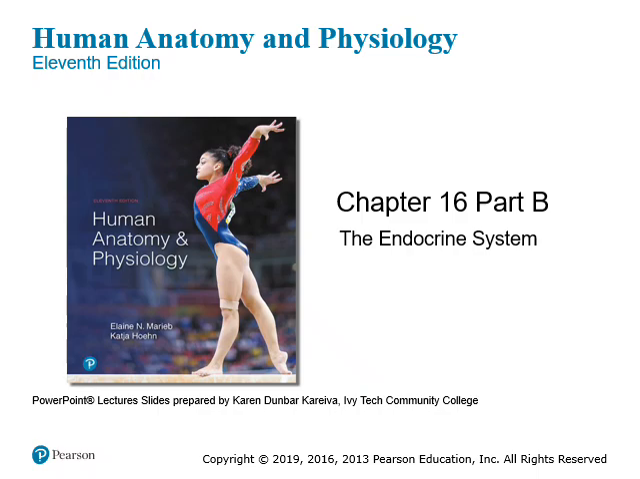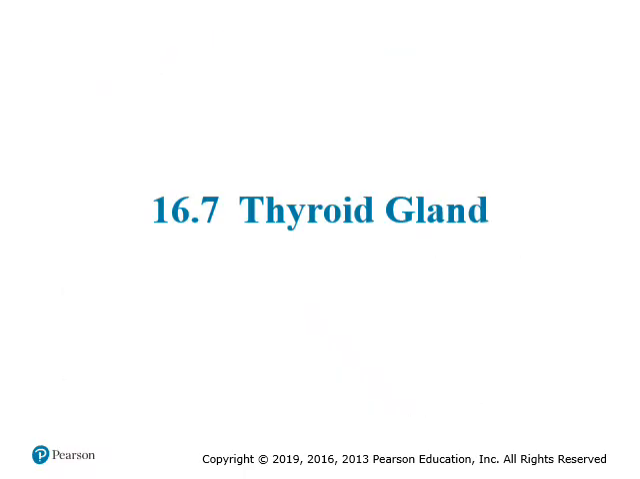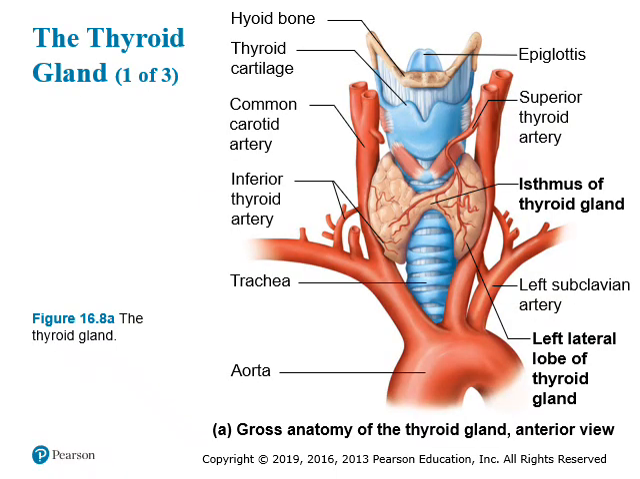We're now moving on into the chapter, still chapter 16, the second part of the endocrine system. And we are going to start with the thyroid gland. The thyroid gland is that butterfly-shaped gland in the anterior neck on the trachea and just inferior to the larynx.